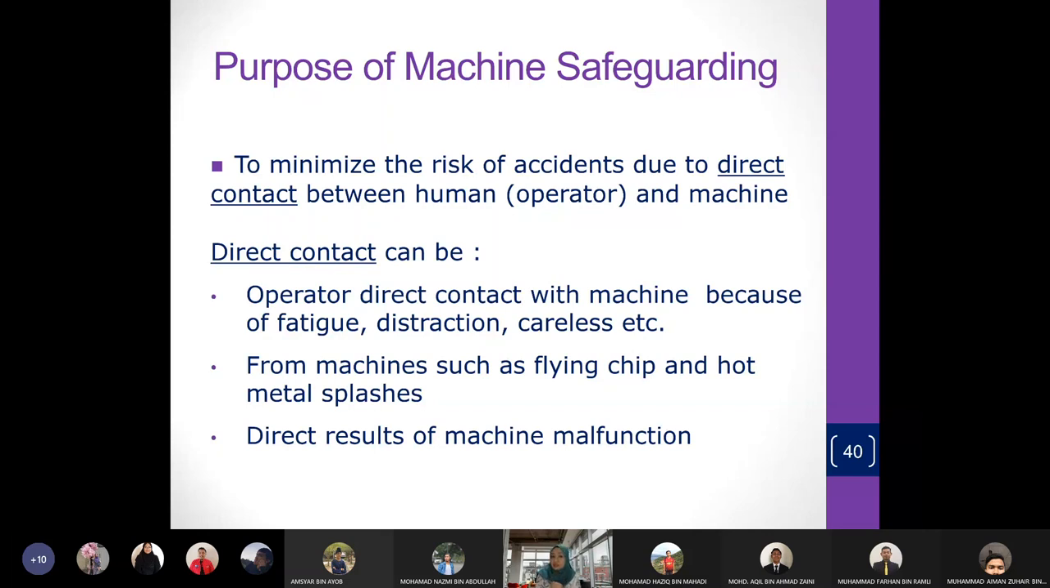This direct contact can be the operator having direct contact with the machine because he's tired, fatigued, and distracted, or he's just being careless, also conducting an unsafe act. Or the direct contact can even be not the fault of the operator, but just that the machine produces all these flying chips and hard metal splashes. And also it can be a result of a malfunction of the machine.